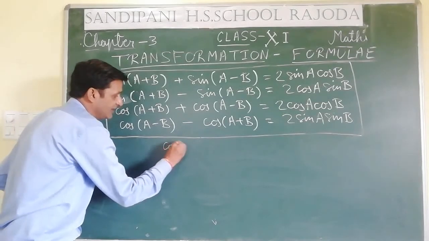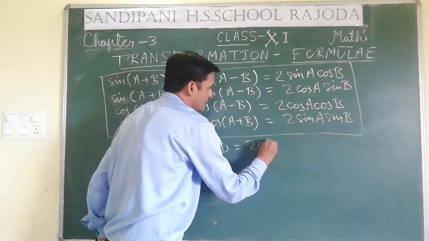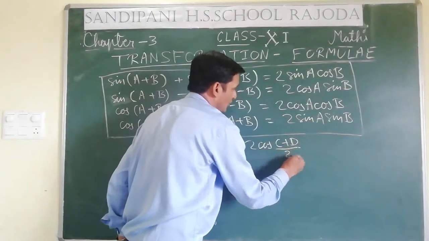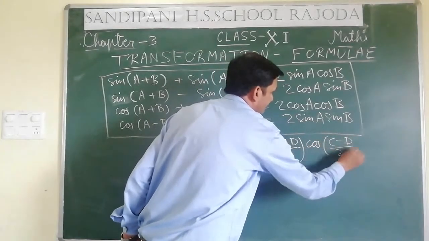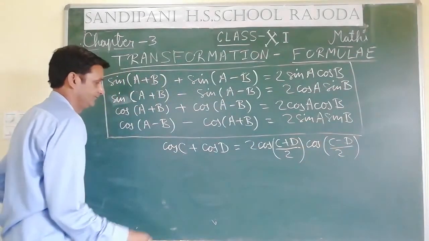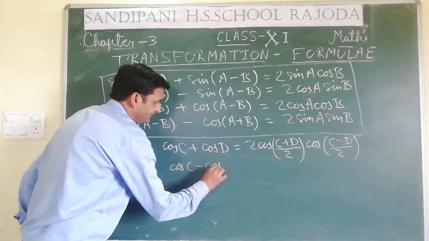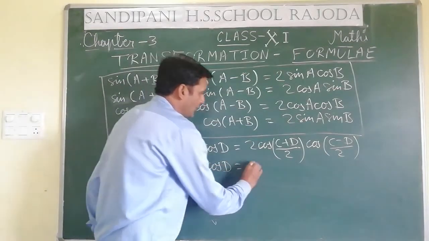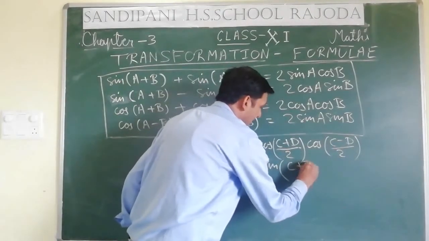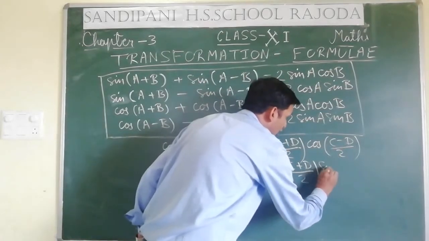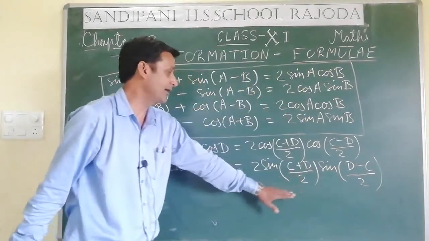Cos C plus cos D is equal to 2 cos C plus D by 2 cos C minus D by 2. Cos C minus cos D is equal to 2 sin C plus D by 2, but here you have to mention sin D minus C by 2. This is the thing to remember here.